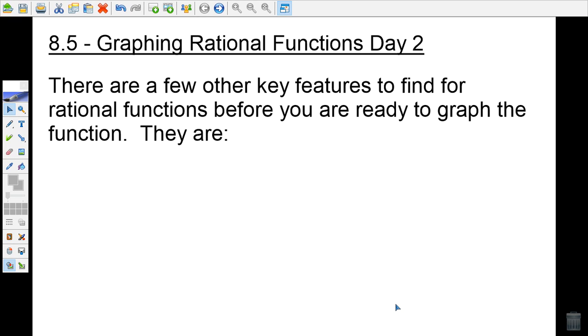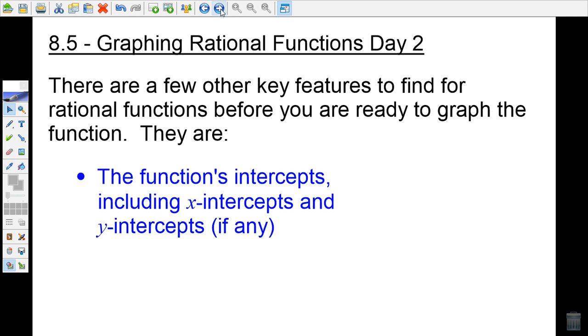And you are going to see one graph at the end of this, so you have an idea of what these graphs could look like, but you will not be responsible for creating those graphs on your homework tonight, okay? So key features. What are the other key features of rational functions that we need to be able to find in order to create a graph? So the first is being able to find x and y intercepts, okay?